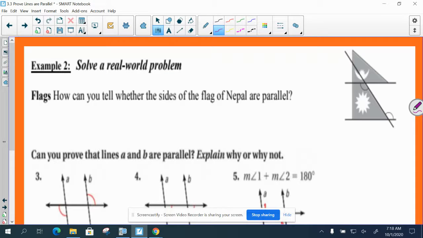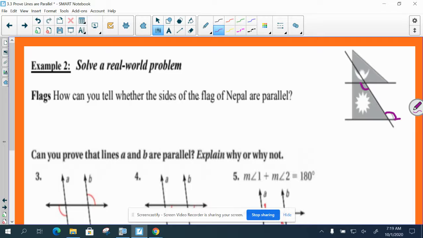So let's do a couple more examples with this. Here's an example of flags. Here's the transversal, and here are the two lines that are cut by the transversal. Notice that in the diagram, there's nothing that says that these two lines are parallel. So you can't use the original alternate interior angles theorem. Instead, you're going to use the converse, because what you do know is that the alternate interior angles are congruent. So by the converse theorem, if the alternate interior angles are congruent, then the lines are parallel.